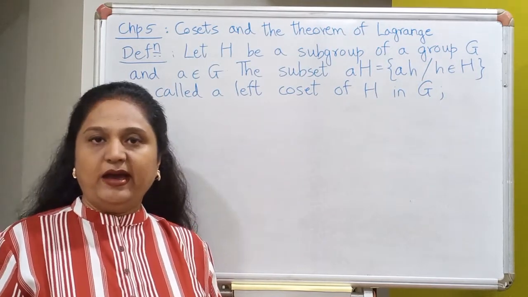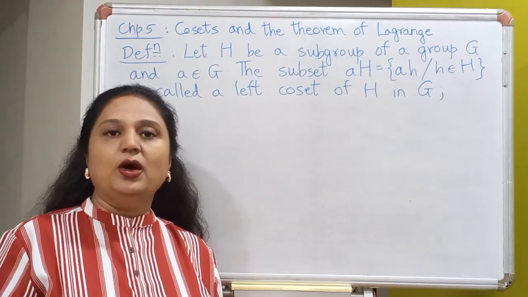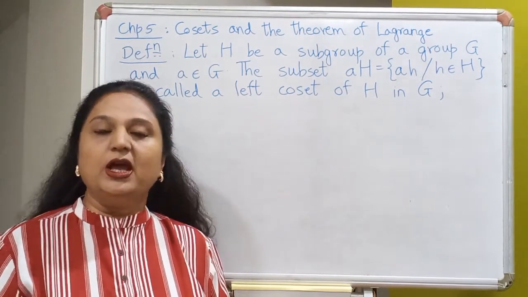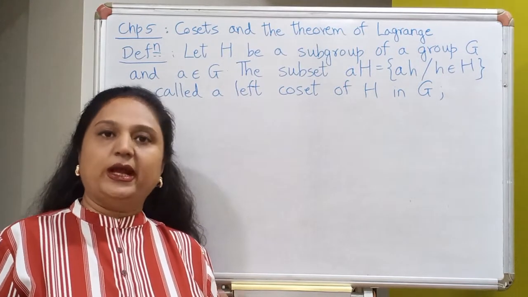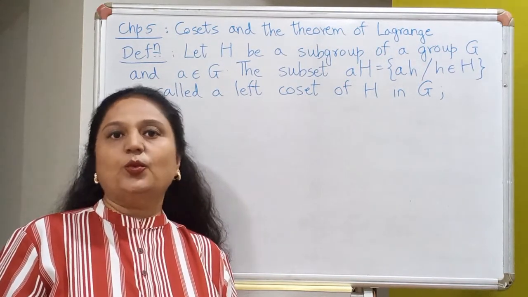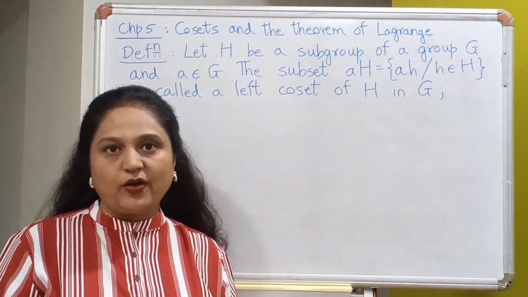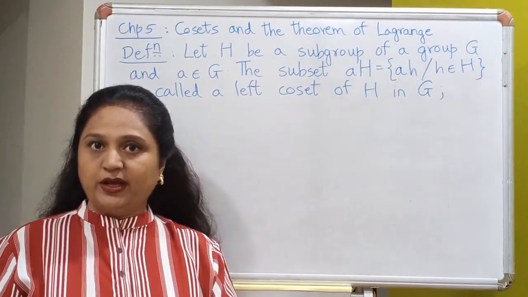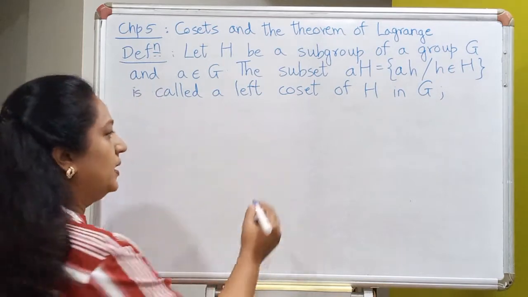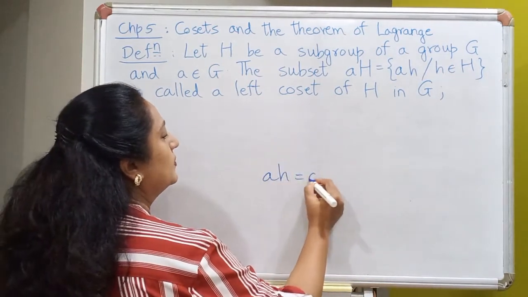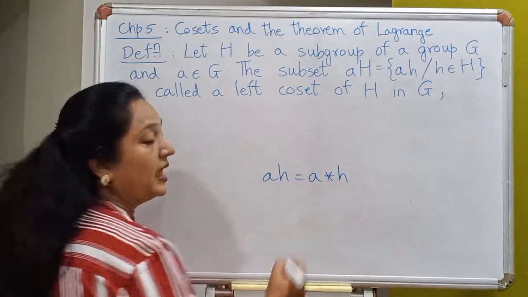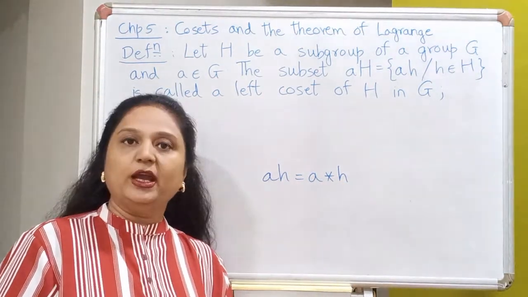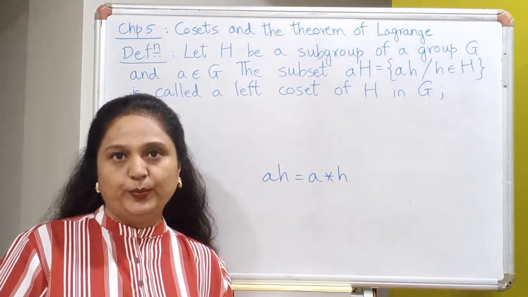Now we have mentioned this earlier also. When I speak about multiplication, it need not really be multiplication. In the general context, when I say multiplication, it is whatever binary operation is there on the group. So when I write A into H over here, what I really mean is A star H, where star happens to be the binary operation that is there on the group.